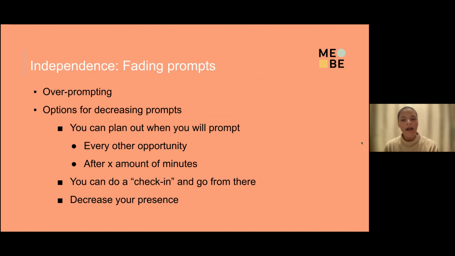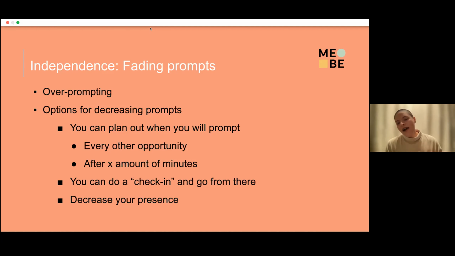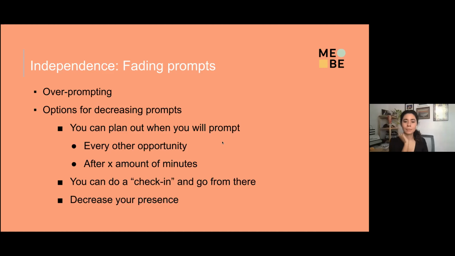So then we are moving on to fading prompts. I talked about over-prompting and how important it is to identify whether or not it's an opportunity where you can jump in and give those prompts. Some options for decreasing those prompts, so decreasing that support: you can plan out when you will prompt. If you're the kind of person that likes to have a set plan, I know I am, I really like having a formula I can base it off of.